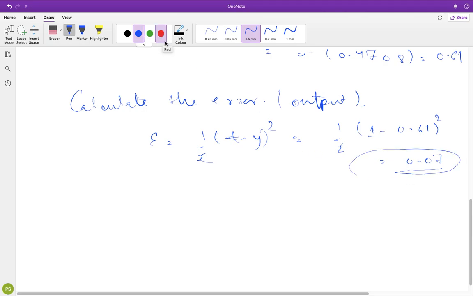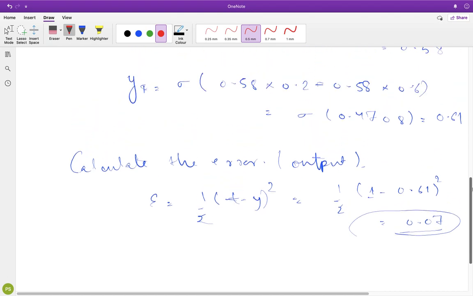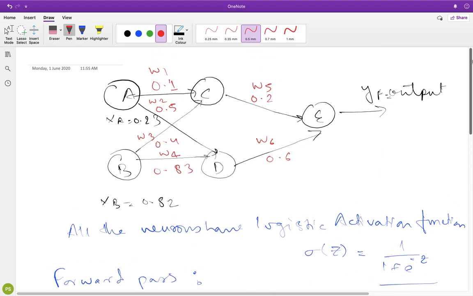So now we will see how to calculate the weights, that is W5 and W3. All other weights are calculated with the same procedure. As the backpropagation proceeds in the opposite direction to the forward pass, we calculate W5.